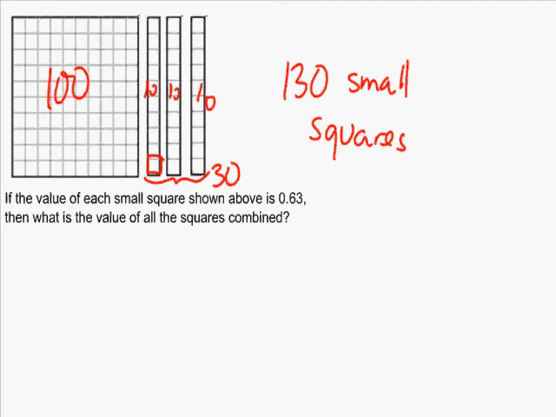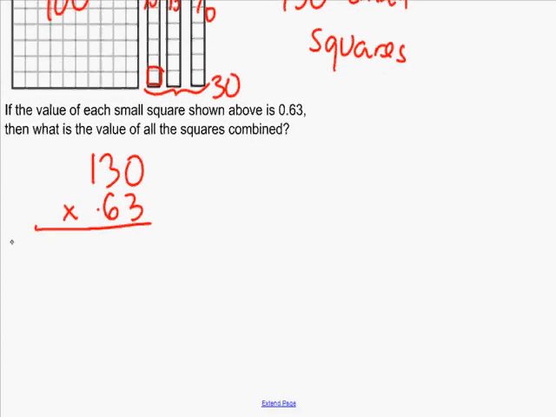Each of those small squares is worth 63 hundredths. So I'm going to do 63 hundredths times 130, or 130 times 63 hundredths. I'm going to set that up. 130 times 63 hundredths. Again, notice I did not bother to line up my decimal points because afterwards I will place my decimal point in the answer. So let's go ahead and start with our multiplication.